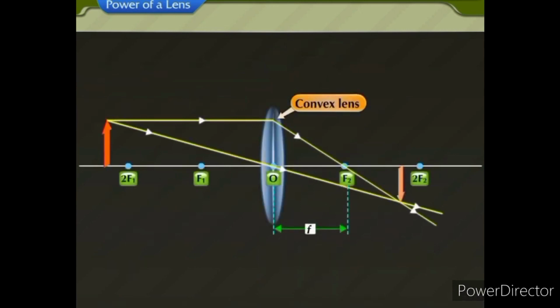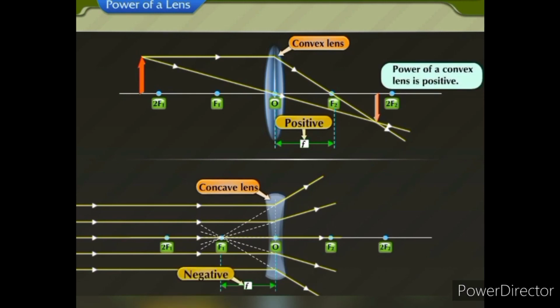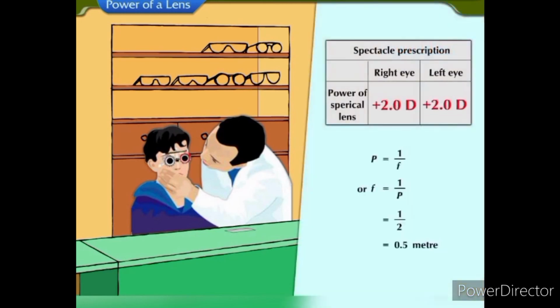According to sign conventions, the focal length of a convex lens is taken positive and that of a concave lens negative. Therefore, the power of a convex lens is positive and the power of a concave lens is negative. You must have seen opticians mentioning power of lenses used in spectacles in diopters. A lens of power plus 2.0 D means a convex lens of focal length 0.5 meter. Let us solve a numerical problem.